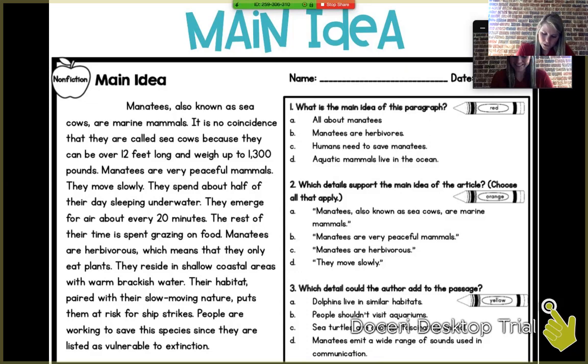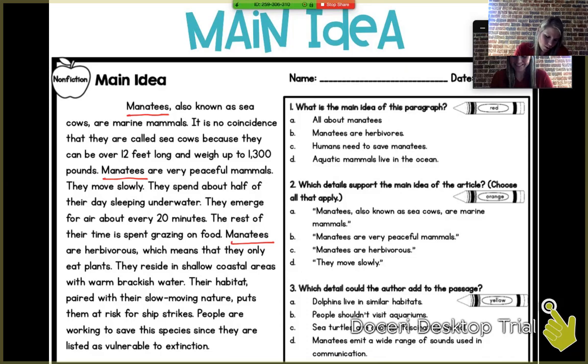All right, so this first one is asking us what's the main idea of the paragraph, and it says to use red. So I'm going to make my marker red here, and we're going to go through and see if we can figure out the main idea. All right, so let's look at A. Choice A says, all about manatees. Well, I can definitely see that the word manatee is repeated a lot throughout this text. It even uses the pronoun they and their for manatees.